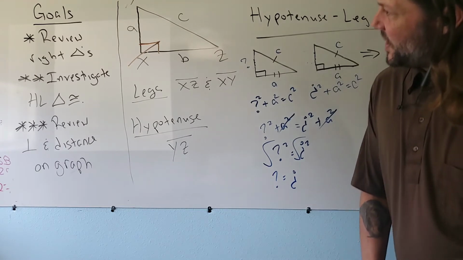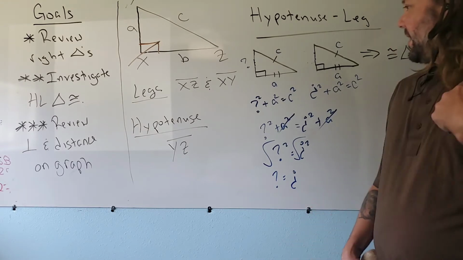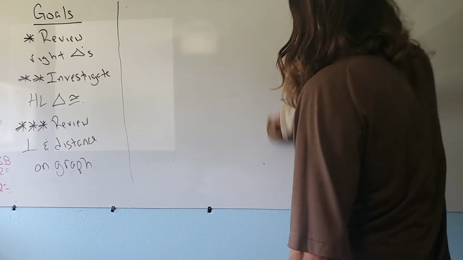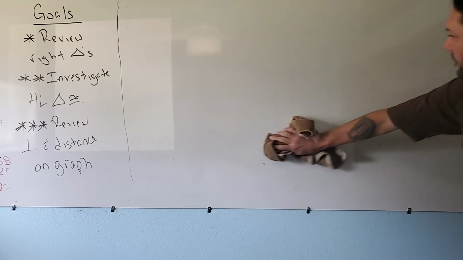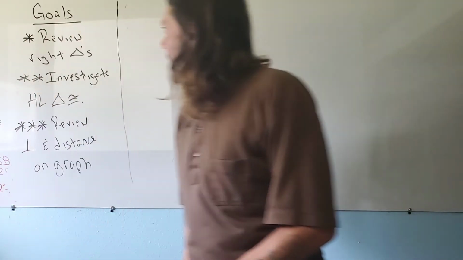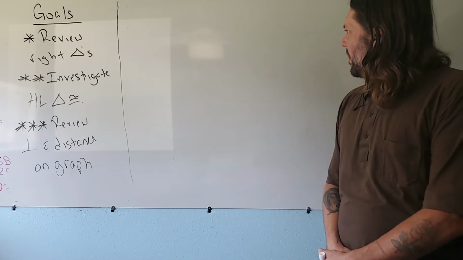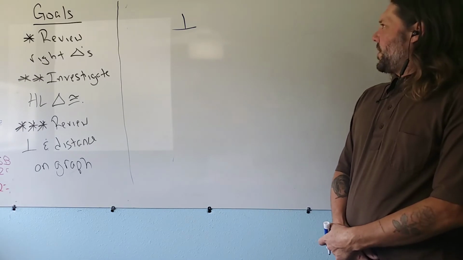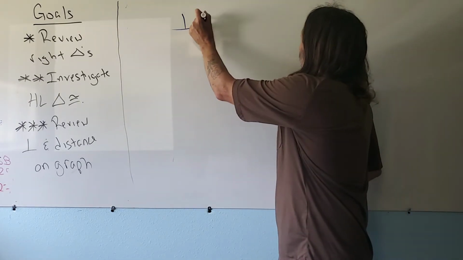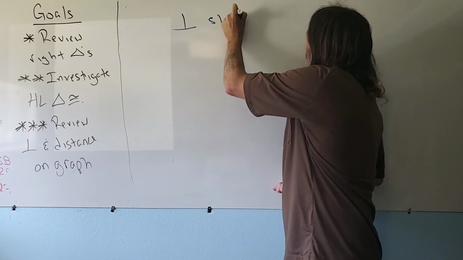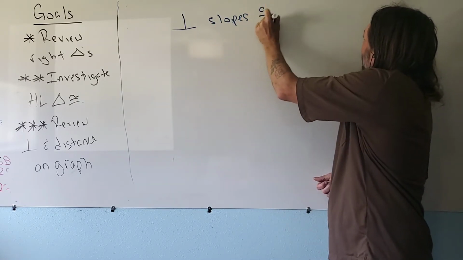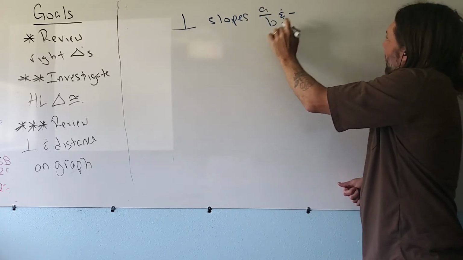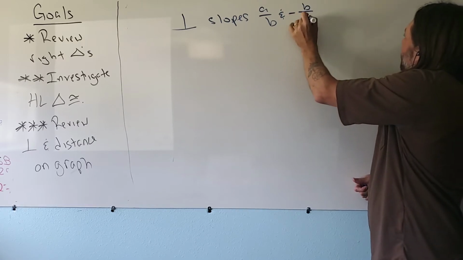Let's move on to our last idea, and that's perpendicular and distance on a graph. A couple lessons ago, we saw that perpendicular lines have slopes that are what we call negative reciprocals of each other. So if I have one slope of a line that's A over B, the perpendicular slope must be negative B over A.